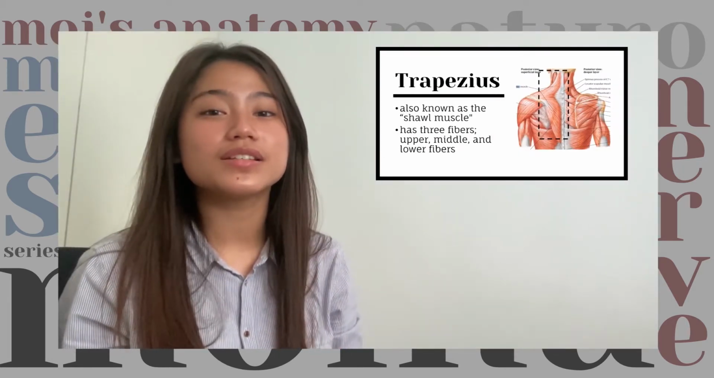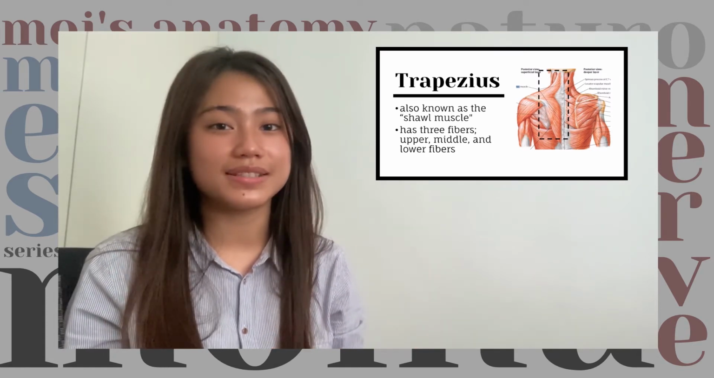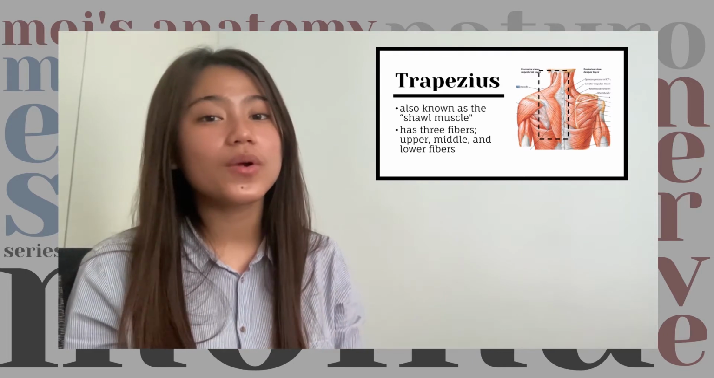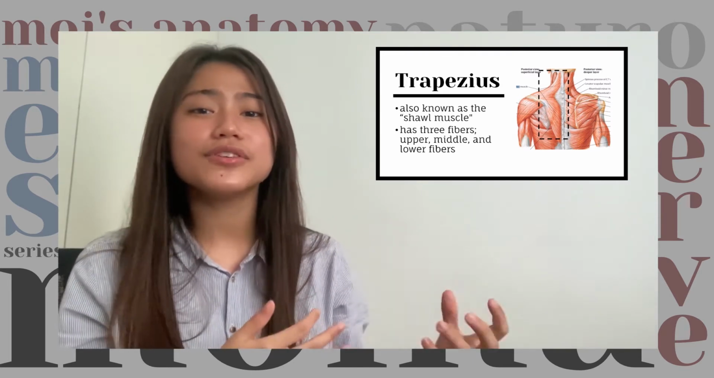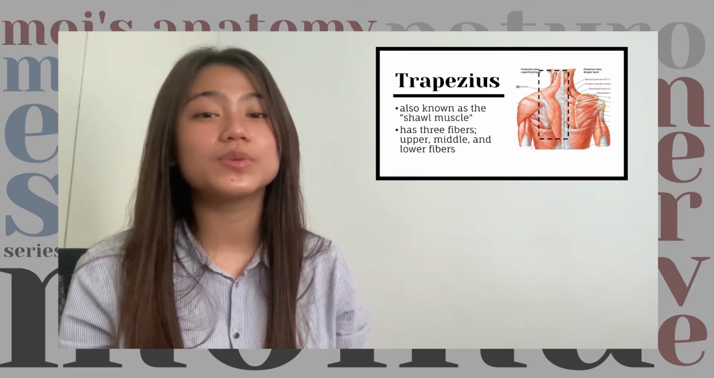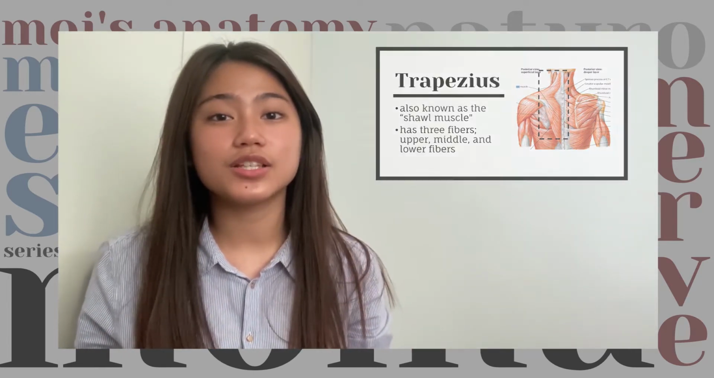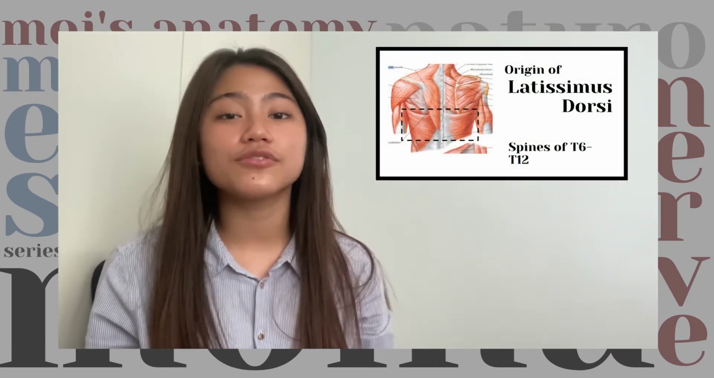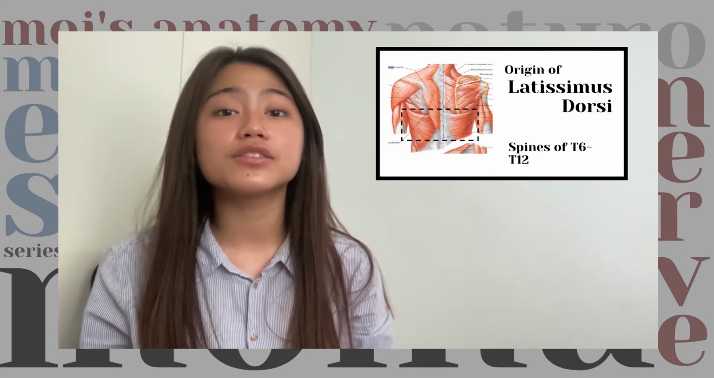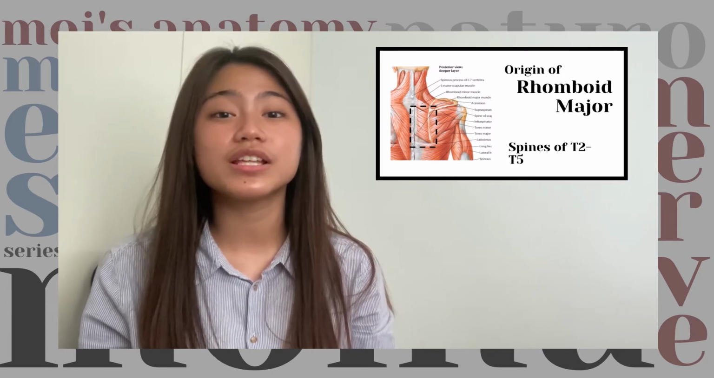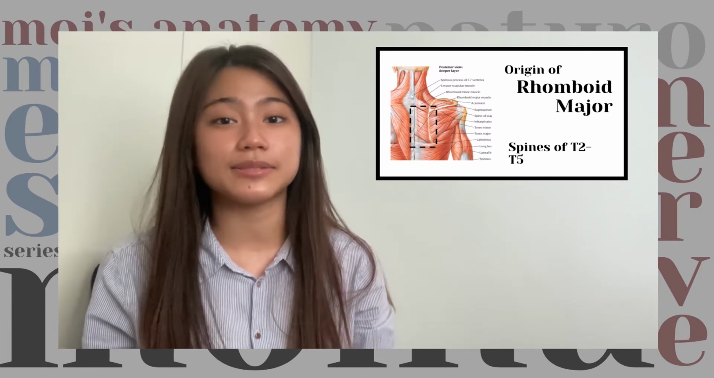The trapezius muscle is also known as the shawl muscle and has 3 fibers, which are the upper, lower, and middle fibers. The individual actions of these 3 fibers will be discussed in the latter part of the video. The muscles that originate solely from the thoracic vertebrae are the Latissimus Dorsi and rhomboid major. One of the origins of the Latissimus Dorsi is the spines of the lower 6 thoracic vertebrae, and the rhomboid major originates from the 2nd to the 5th thoracic spines.